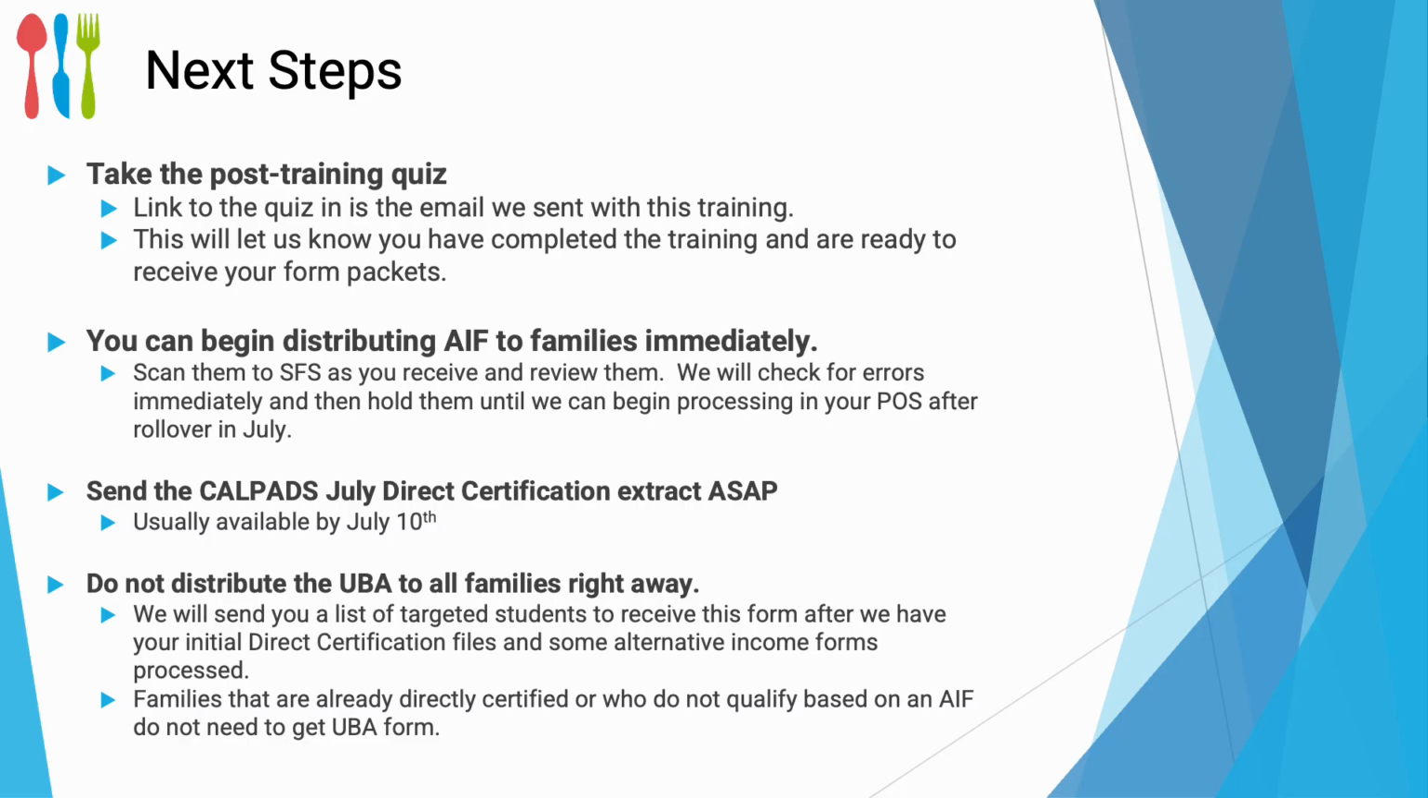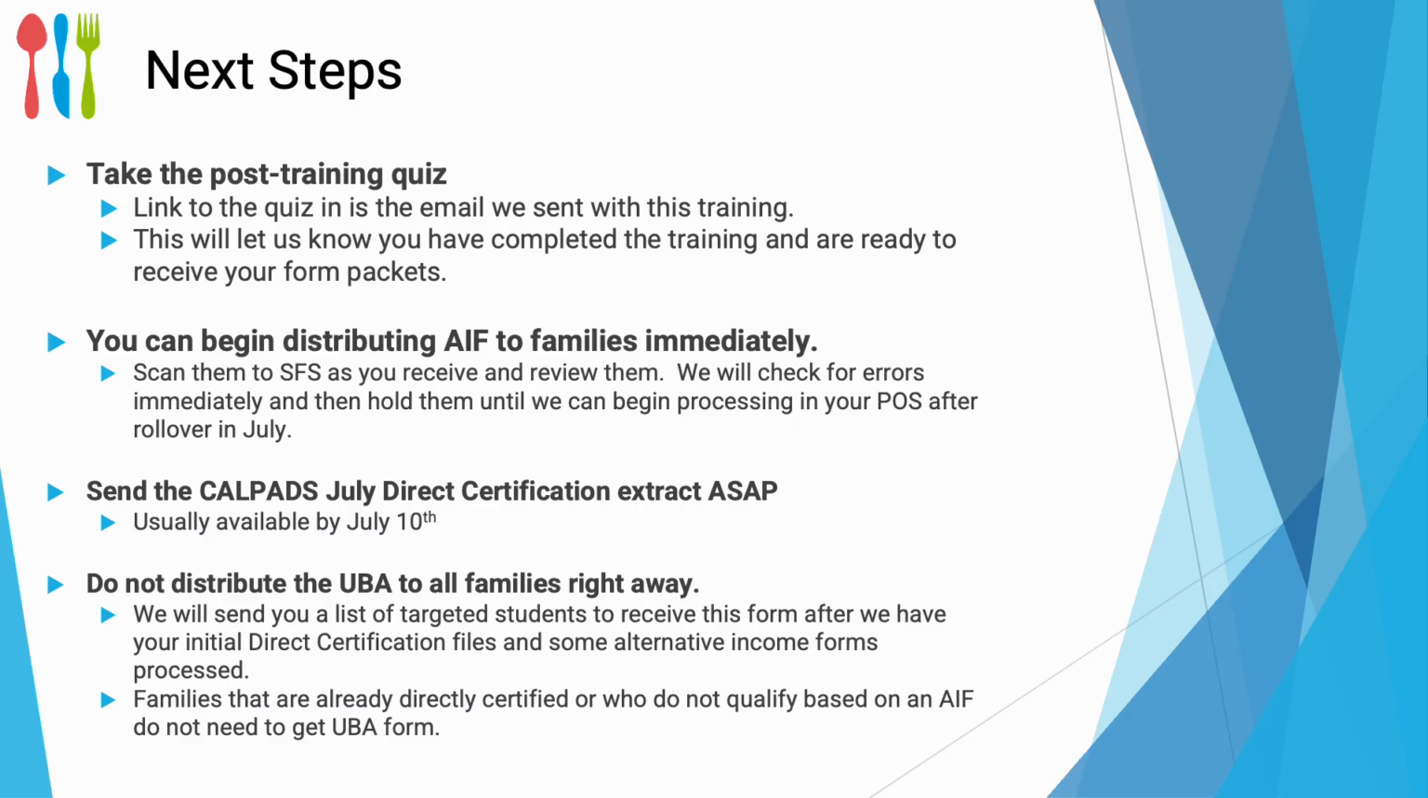You can begin distributing the alternative income forms whenever you're ready. Scan them to us to review. We can start processing them from July 1st on, but even if you get them before that, send them in. Please send us the July direct certification extract out of CalPads as soon as it's available, which is usually by July 10th.